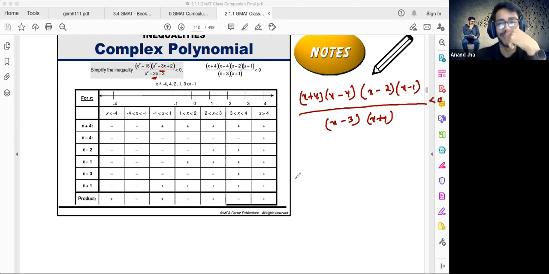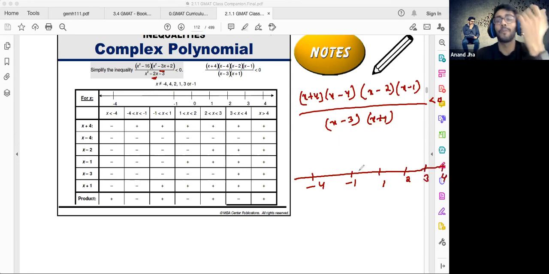Now how will you do it? How many roots are there? Which is the lowest one? Minus 4. After that minus 4, we have minus 1. Then we have 1, then 2, then 3, and then 4. So many regions. How many regions will you get? Again, it's easy, it's not tough. 1, 2, 3, 4, 5, 6, 7 regions.